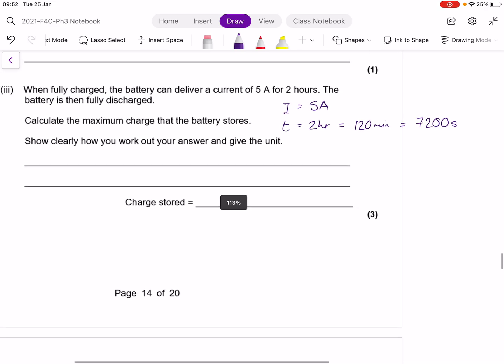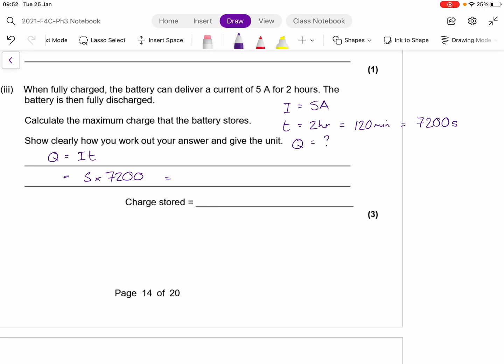We've got 5 amps, 7,200 seconds. Find charge. Okay, so we've got I, we've got t, we need Q. Q is unknown, that's the charge. Okay, Q equals I times t. So 5 times 7,200. 36,000, wow, it's a big number, isn't it? 36,000, and it asks us to give the unit as well: coulombs, the unit for charge.